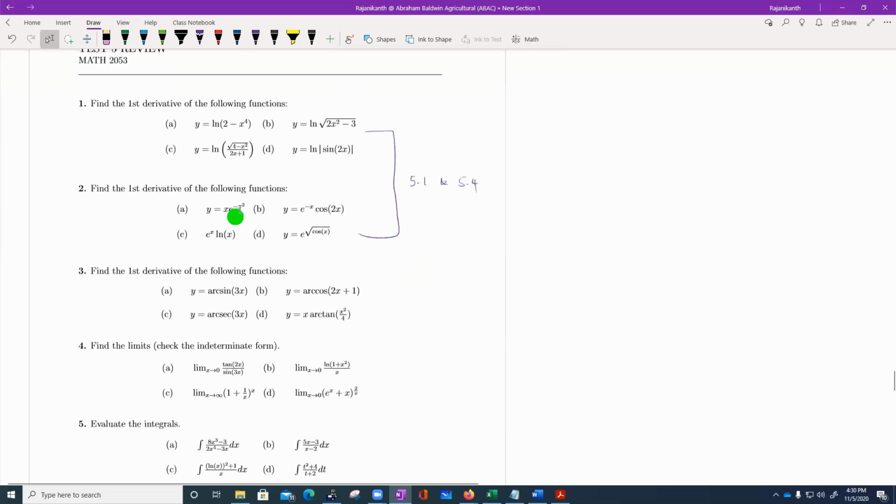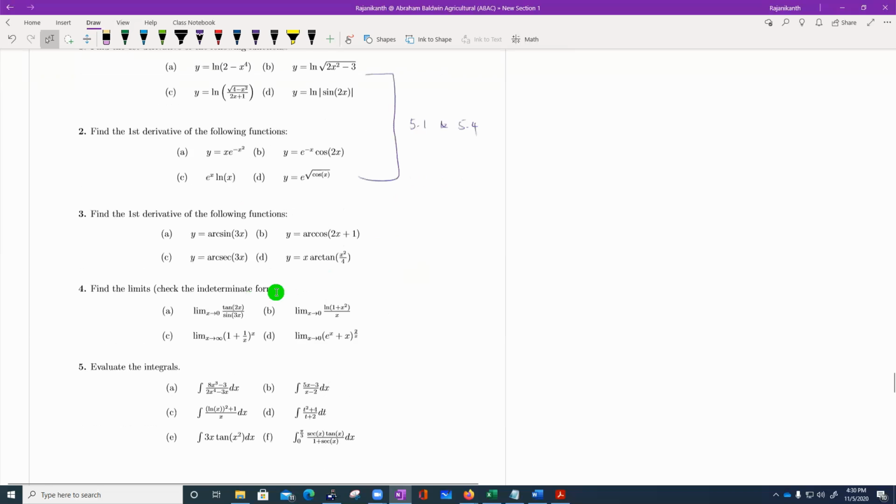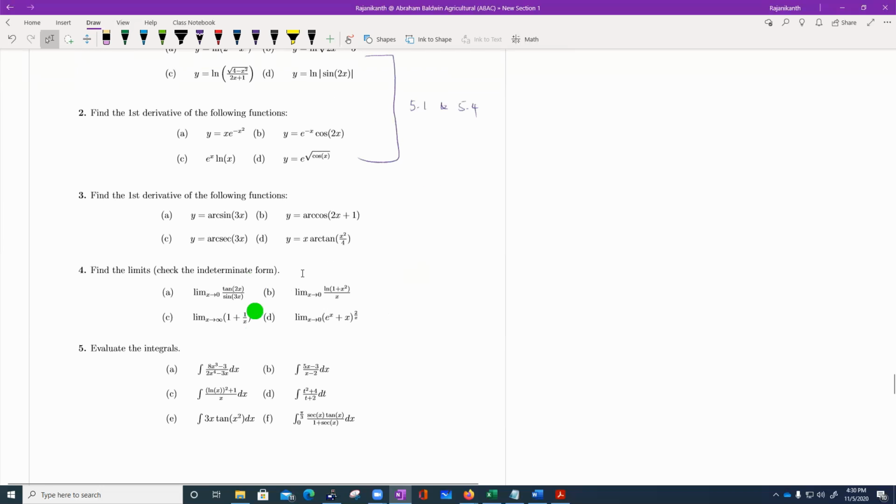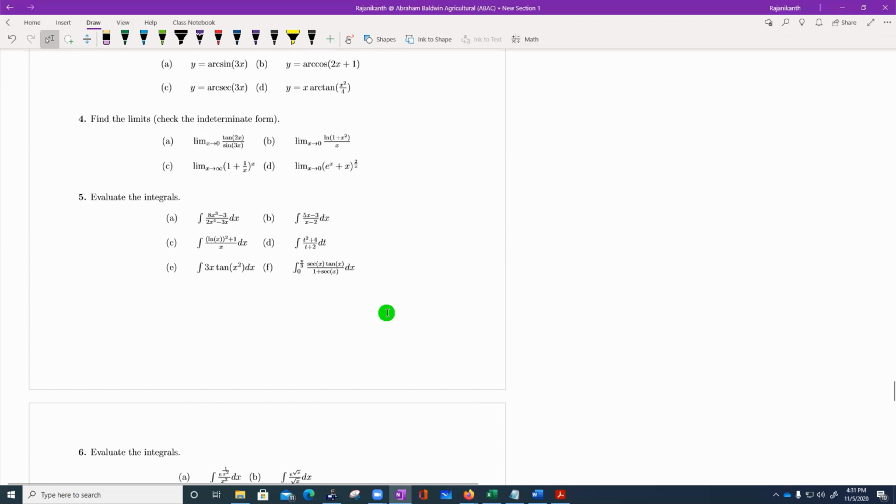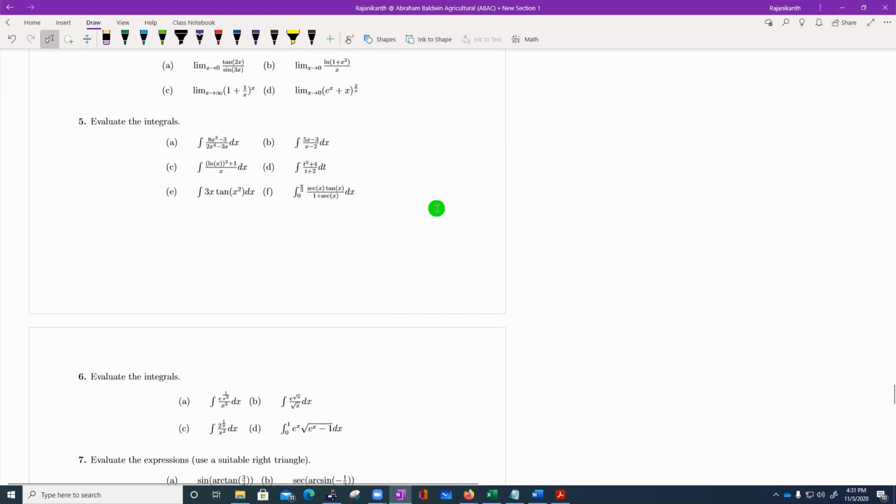The second one, use the product rule and use substitution to find the exponential derivatives. And that's it. I think these two you could do now. What do you think? How do you approach number 5?